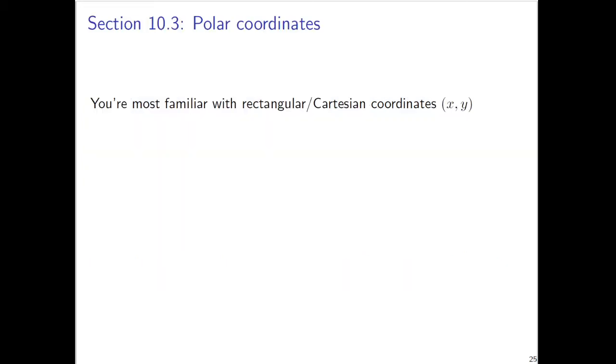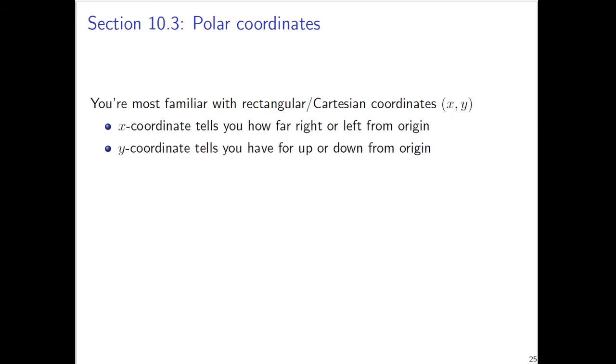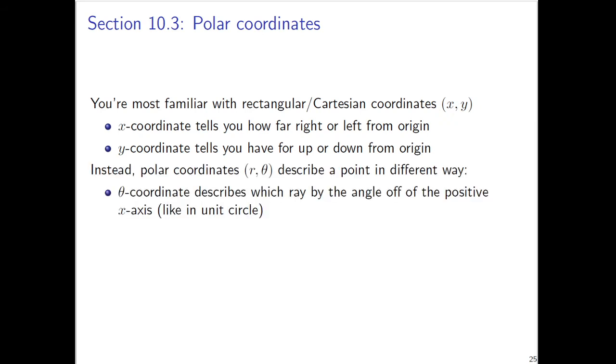Now, we're going to switch gears a little bit and talk about polar coordinates. You're most familiar with what are called the rectangular or Cartesian coordinates, x and y. x tells you about how far to go left and right, and y tells you about how far to go up and down. But polar coordinates describe a point differently. You have an r and a theta. By convention, we write r first, then theta next.